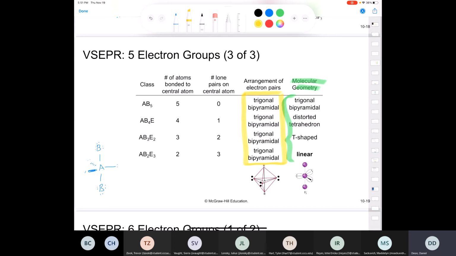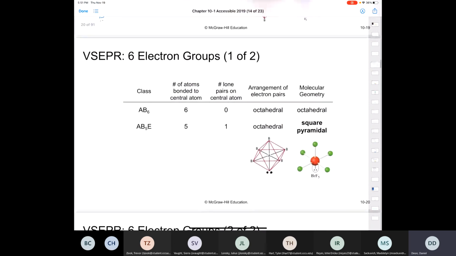Well, the good news is when it comes to the octahedron, it's not nearly as complex as the trigonal bipyramidal. Let's go back to our octahedron. I showed you a model. If you have a central atom surrounded by six atoms, no lone pairs, you get octahedral electron geometry and molecular geometry. If I rip off one of those atoms, I get what's called a square pyramid, or square pyramidal shape.